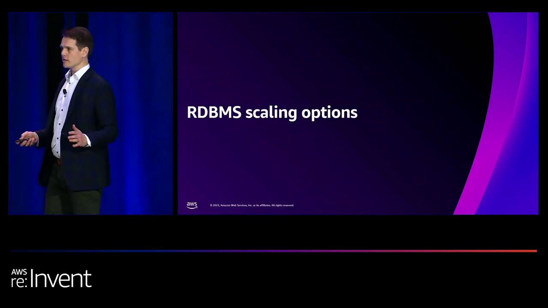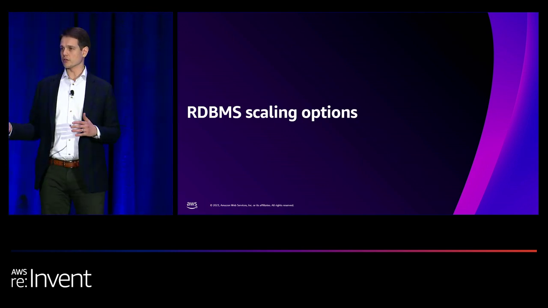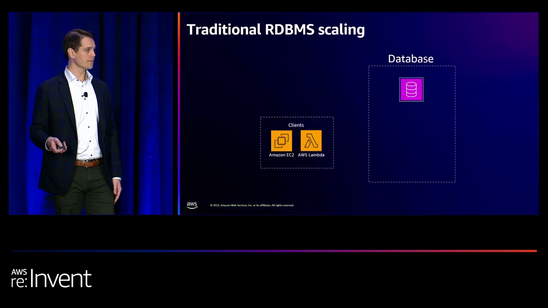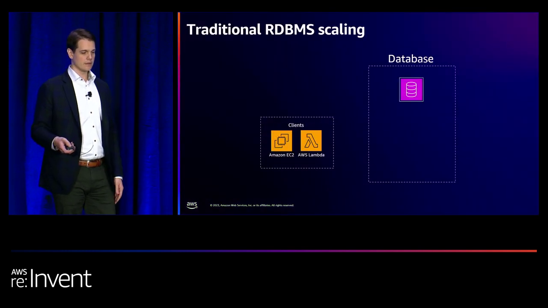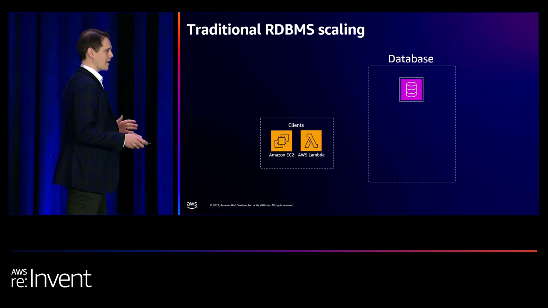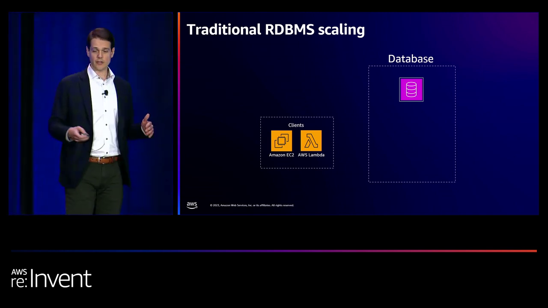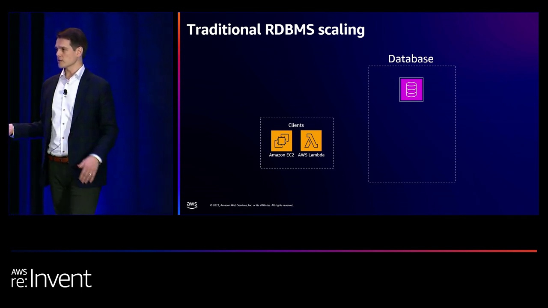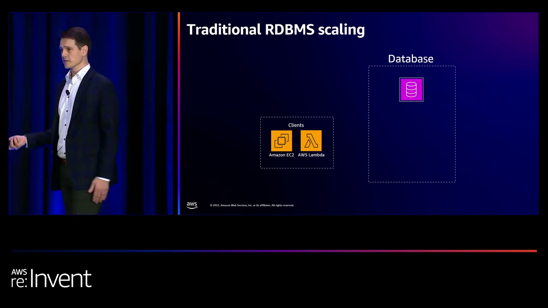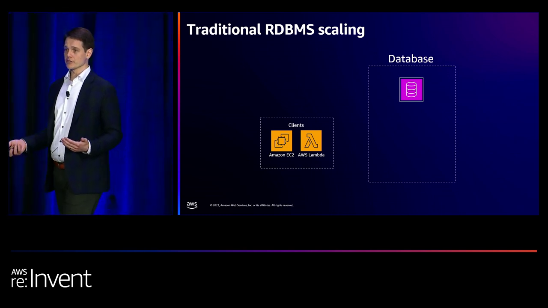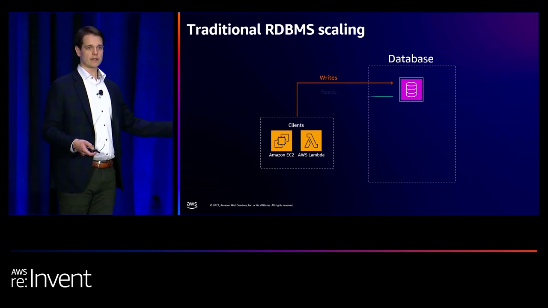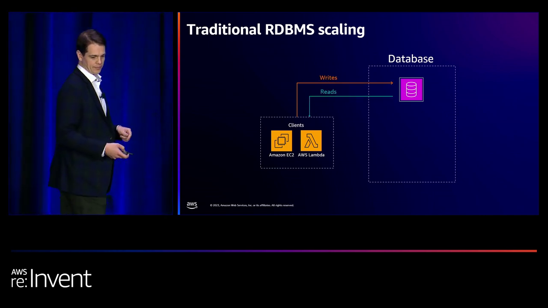So first, I'm going to begin by reviewing the two most common ways of traditional database scaling, scaling up and scaling out. So in most application architectures, you have client machines that are accessing persistent data that's stored inside a database. These clients could be traditional Amazon EC2 instances. You could have them running in containers, or you might even have them running in serverless functions. Clients are going to write data to the database, and then they'll be able to access it.